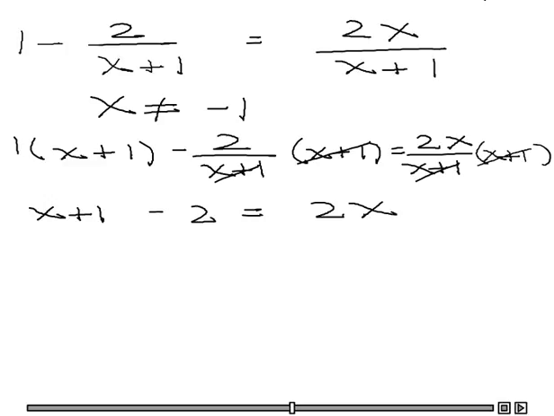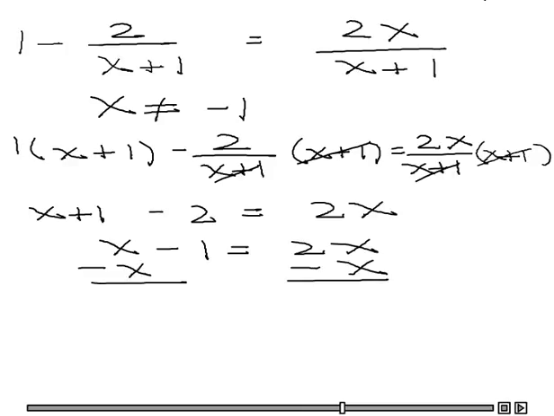Now combining terms on the left-hand side, the 1 minus 2 will produce -1, so we're left then with x minus 1 being equal to 2x. And if we subtract x from each member to get the x terms together, we see we end up with -1 being equal to x.